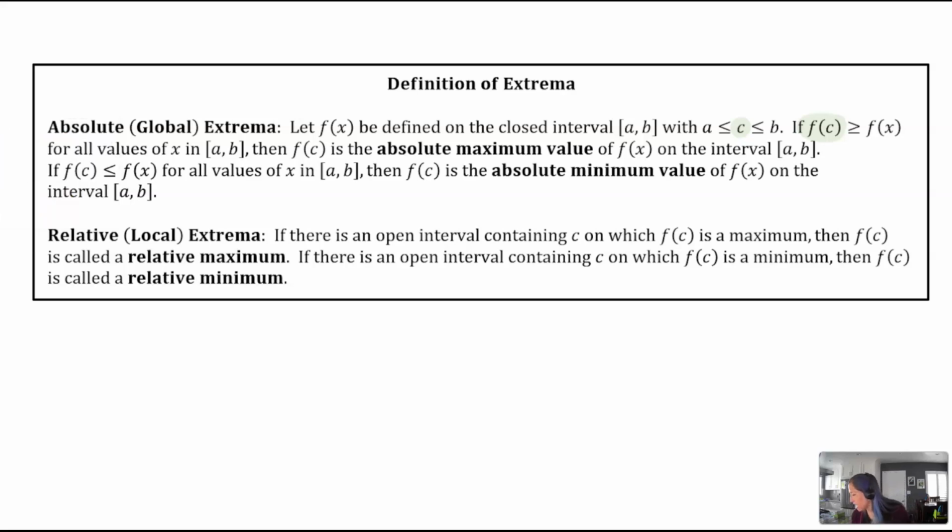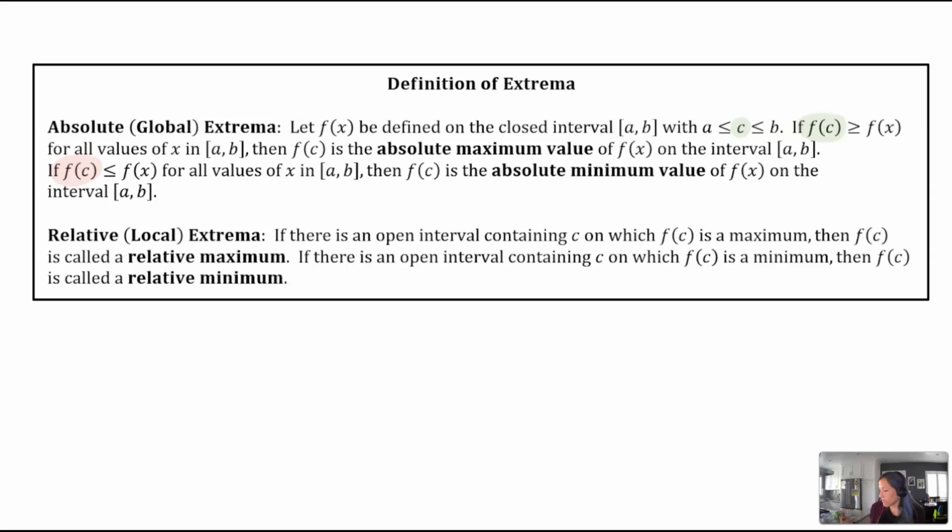And if we have a c such that f of c is smaller than every other output on that interval, then that's our absolute minimum. So if it's the biggest thing or the smallest thing, that's a global or absolute extrema. This is different than a relative or local extrema.